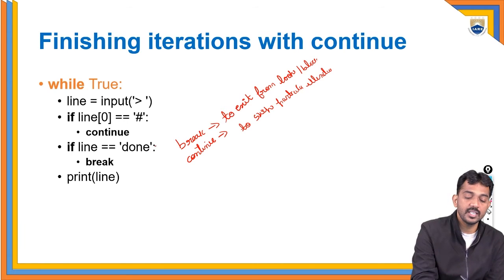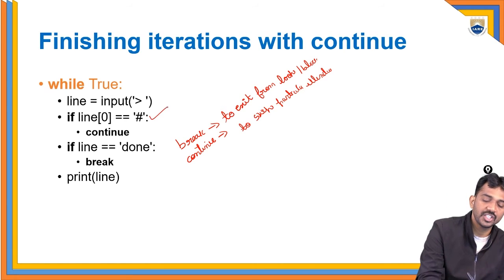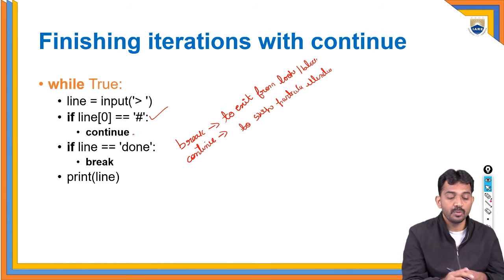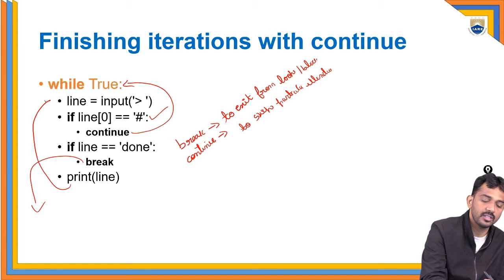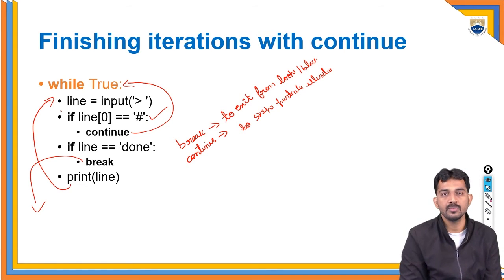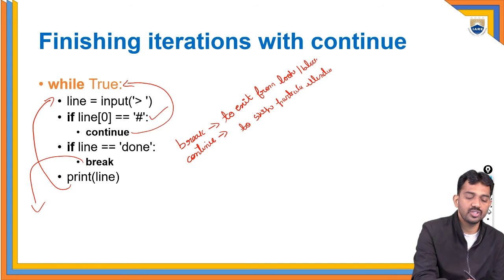Otherwise, see here. If a line contains hash, then it skips the statement. Skip means it doesn't execute. Skip means continue, which means it directly goes back to here again. Break means it exits the loop. After printing, it goes to here. The flow of execution is the same.